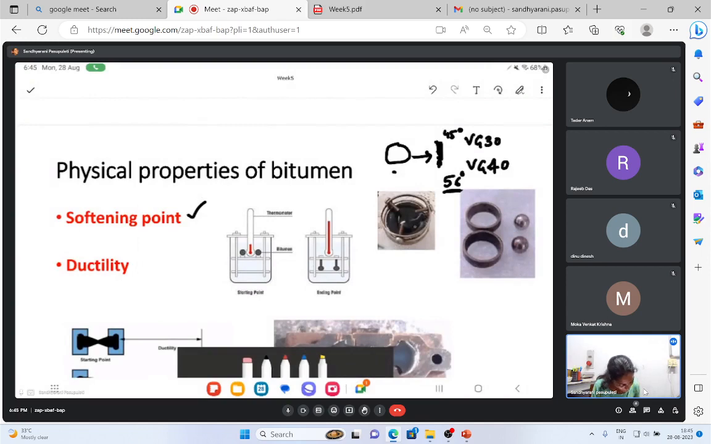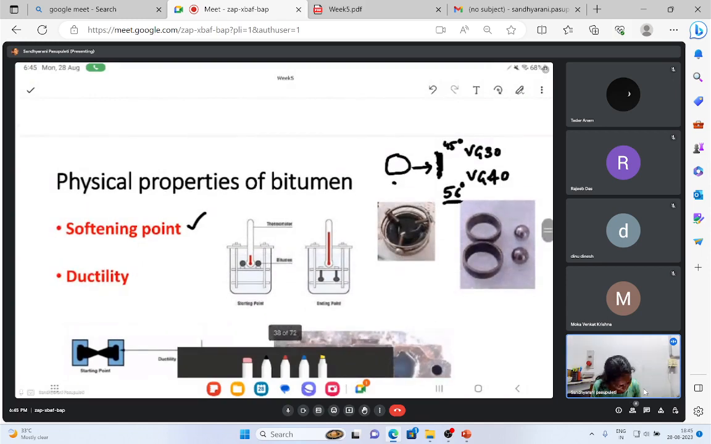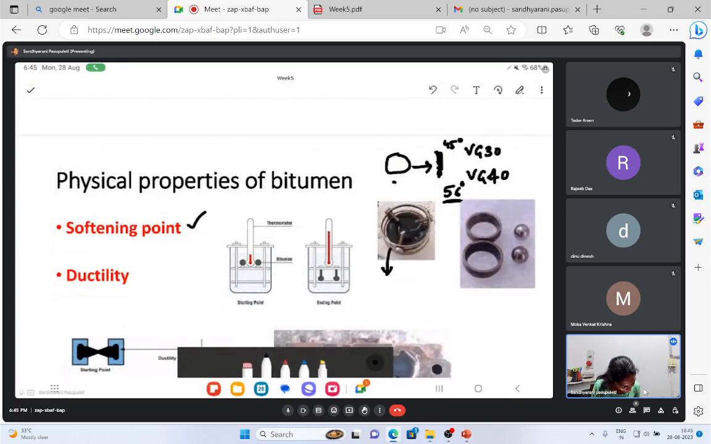So usually, if you see here, we take the rings, we fill the bitumen over here, and over that we keep these balls. So the weight of the balls we are placing on the bitumen. Then we will bring those two rings and keep them here. Then here, actually, liquid is there, water. So we start increasing the temperature at 5 degrees centigrade per minute. So it will keep increasing to 40 degrees, 45 degrees.